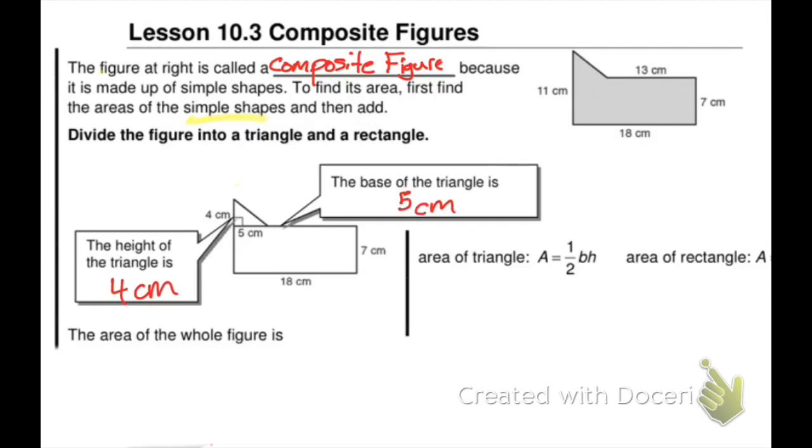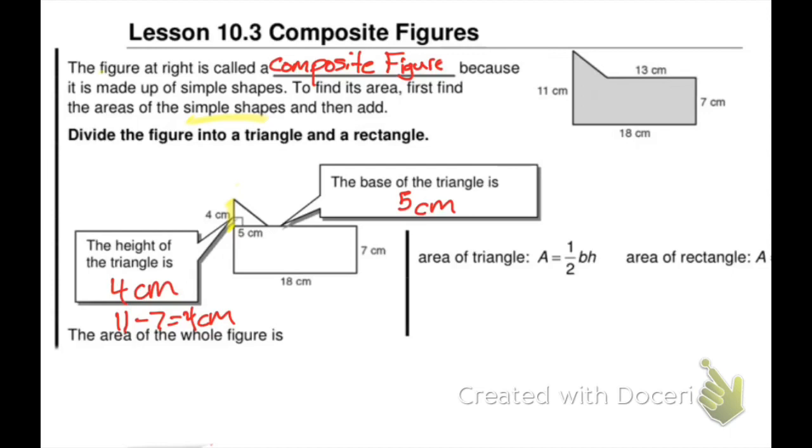Now, how do we find this? Well, if we come back over here, notice that this side is 11 centimeters. This side is 7 centimeters. So all I have to do to find the height, that section right there, is just do 11 minus 7 to get 4 centimeters.